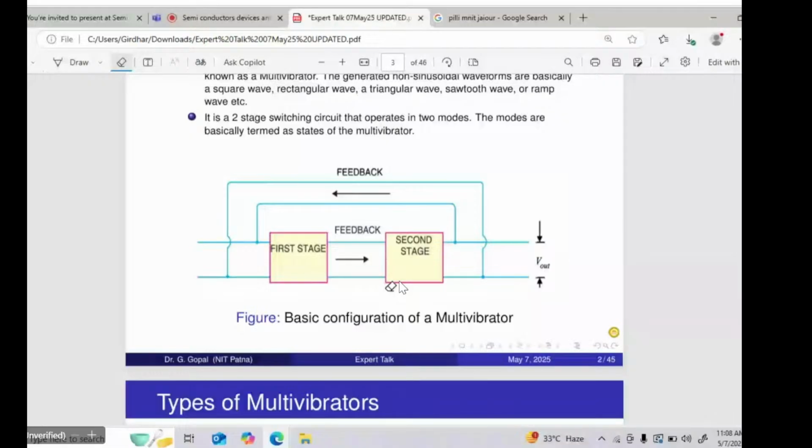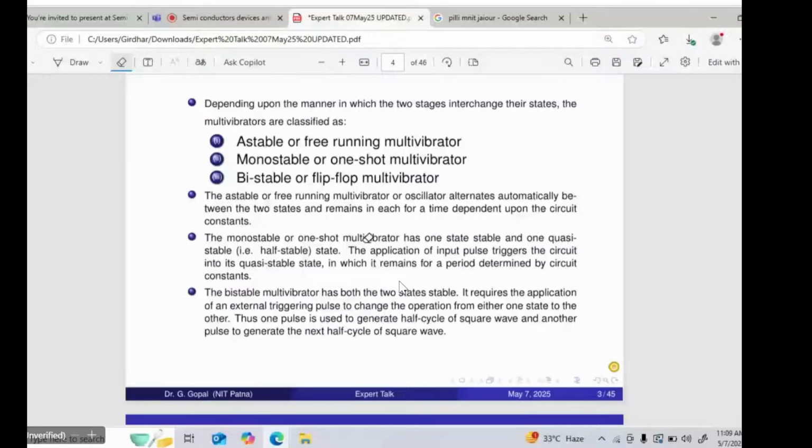Now, how can you achieve this half-stable state? With the help of some external trigger. When you apply an external trigger, your output goes to the quasi-stable state for a little period of time. Here the time period is defined by the circuit components R and C, right?